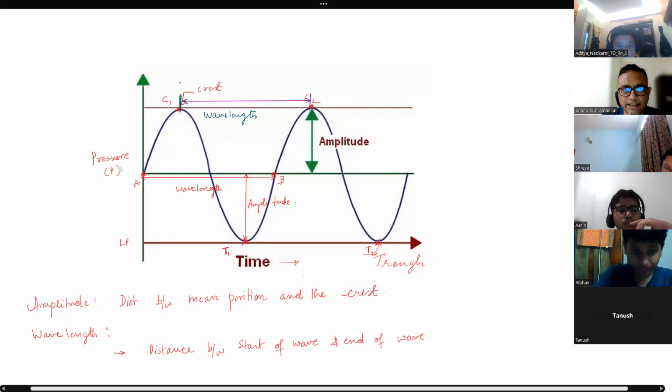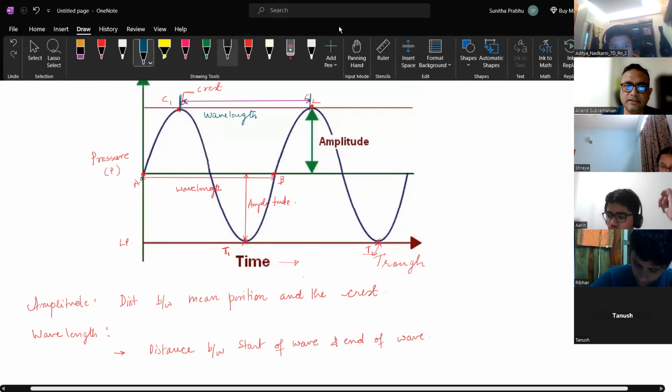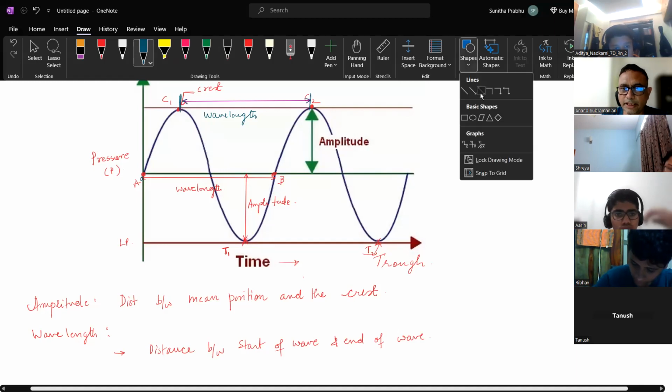Did you guys get the crest to crest? And this thing, this also is called the wavelength. Starting point to ending point is also wavelength. And tell me, is there any other definition for wavelength now that you can think of?